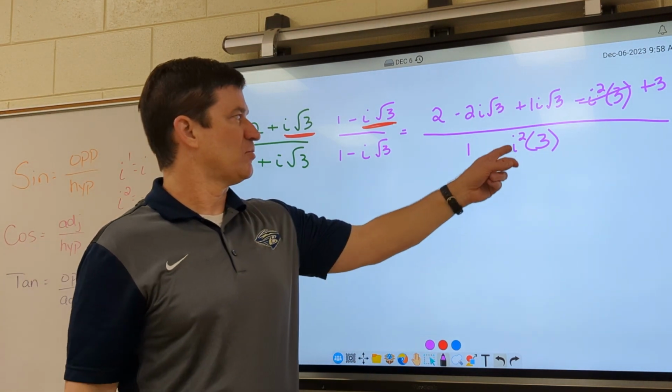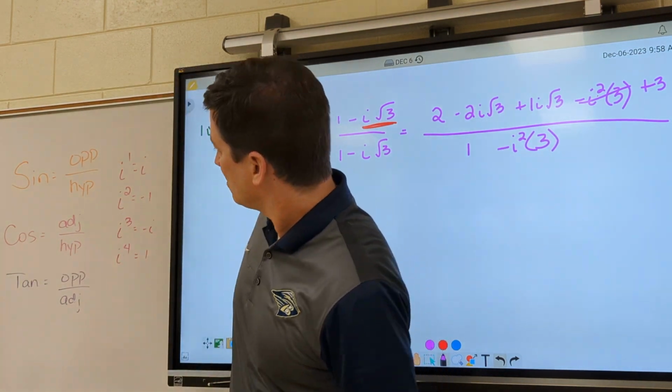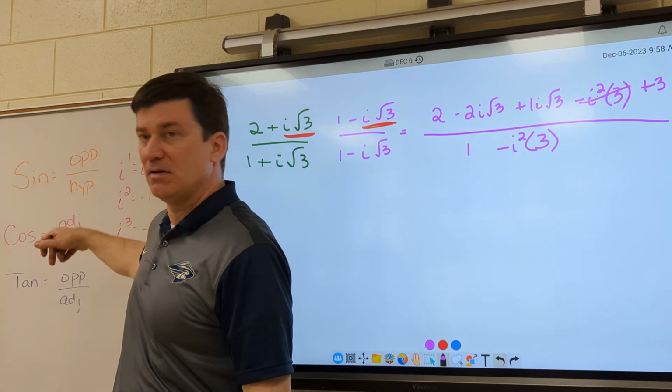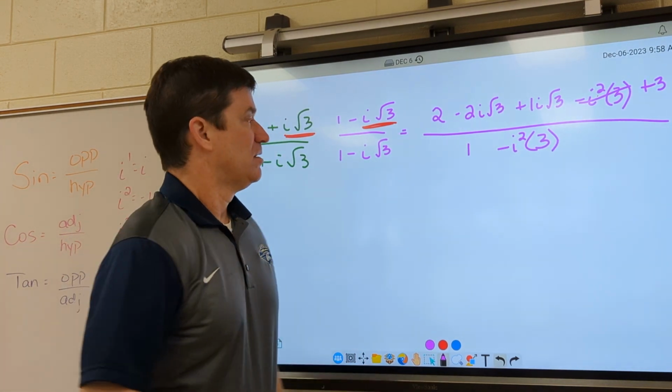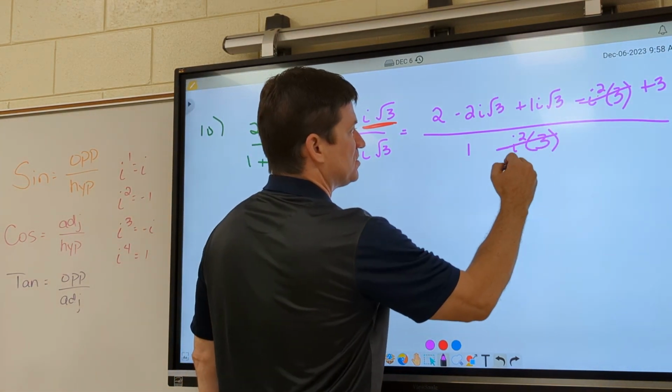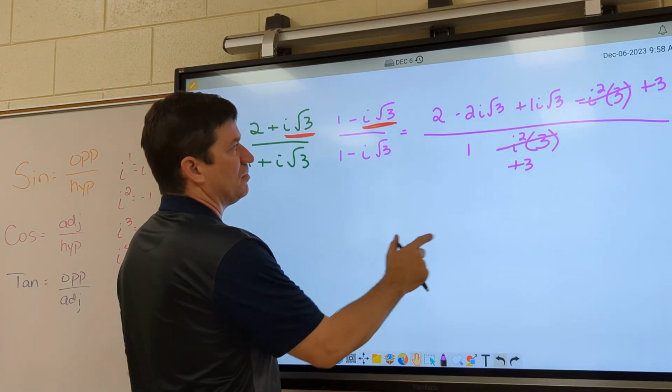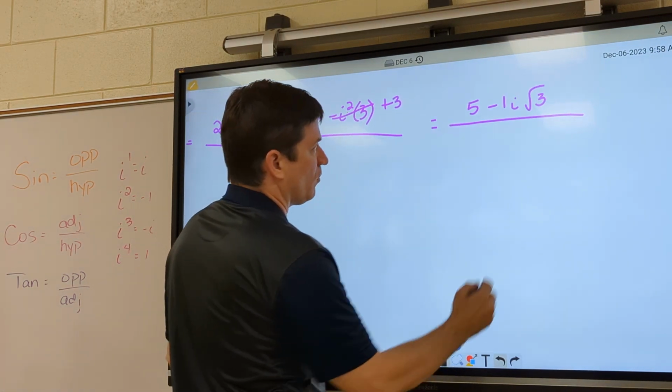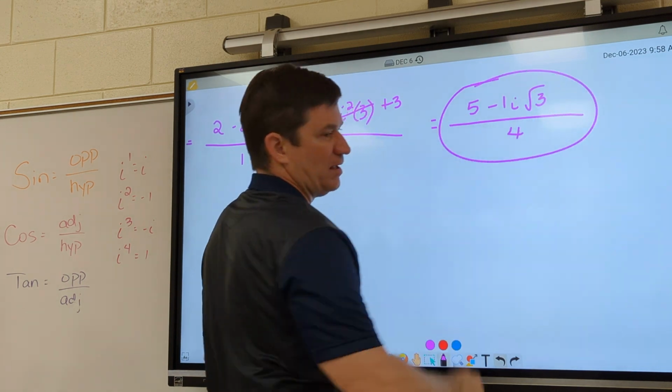All right, Ashlyn, what's I squared turn into again? Can you see that from here? Not really. It's negative 1. So I got a negative times a negative, which just makes that 1 plus 3 on the bottom. So that's going to give you 4 on the bottom and you're done. Yeah, that one's really yucky.